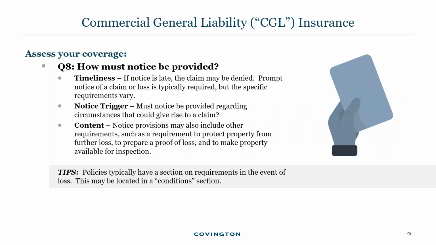Question 8, how must notice be provided? In other words, how do you tell the insurer that something happened and what do you have to tell them? Here, timeliness is important. If the notice is late, the claim may be denied. Prompt notice of a claim or loss is typically required, but the specific requirements vary. A policy may say notice must be provided immediately, or as soon as reasonably practicable, or within a certain specific number of days.